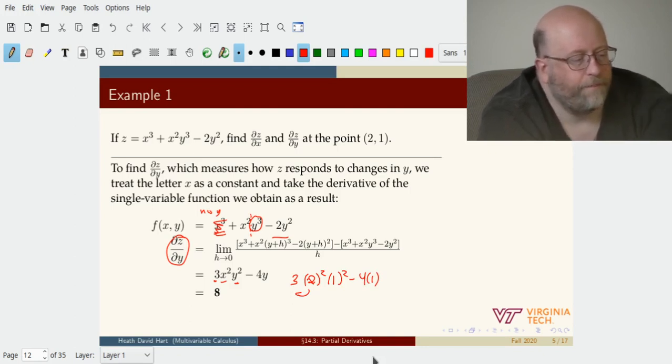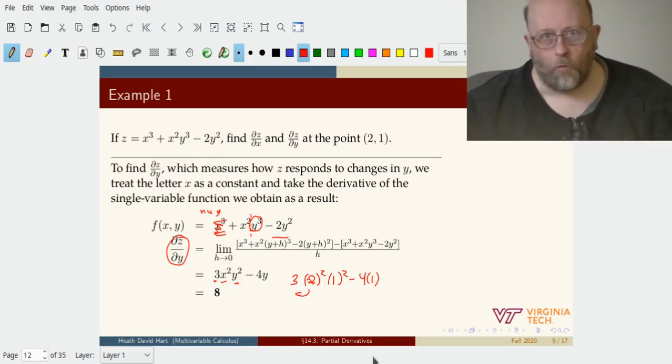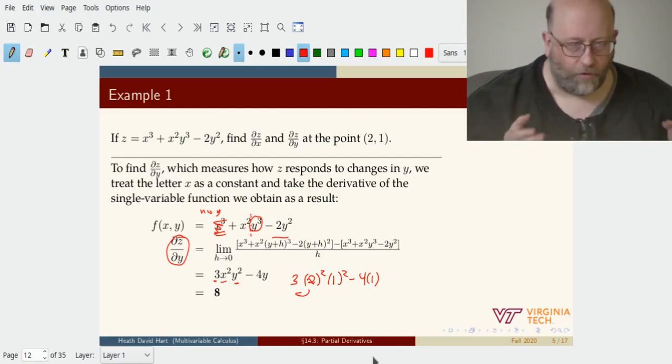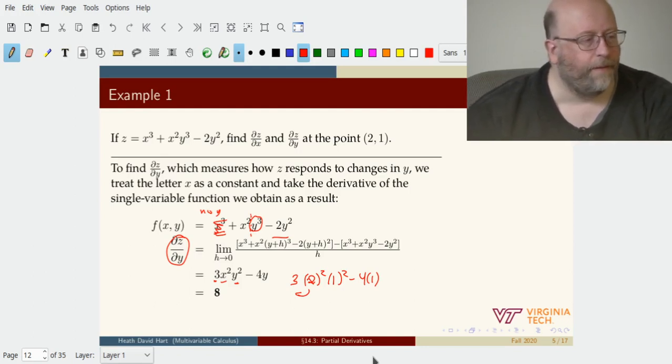12 minus 4. So we get the same answer both ways, but we don't have to do the set of plugging in the 1 and then taking the derivative and then plugging in the 2. We can just take the derivative and then plug in the 1 and the 2 at the end. Okay?